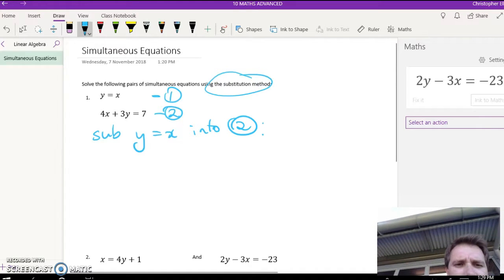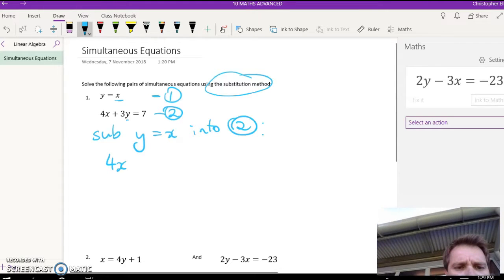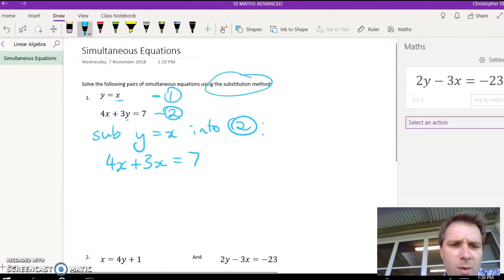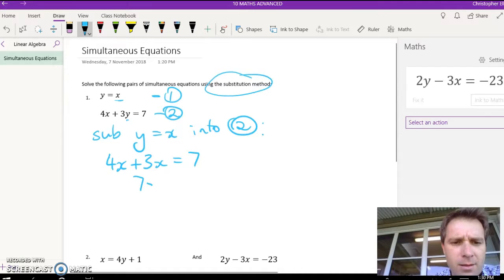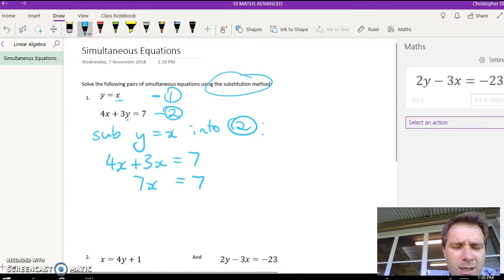Essentially, whenever we see a y, and we see this y here in the second equation, instead of writing y, we're going to write x, because that's what we said in the first equation: y and x are the same. So if I rewrite equation 2, 4x plus 3, but where I see y now, instead I'm going to write x equals 7, we've now got an equation that we can actually solve. 4x plus 3x is 7x, which is equal to 7, and then we divide both sides by 7. Dividing both sides by 7, we get that x is equal to 1.